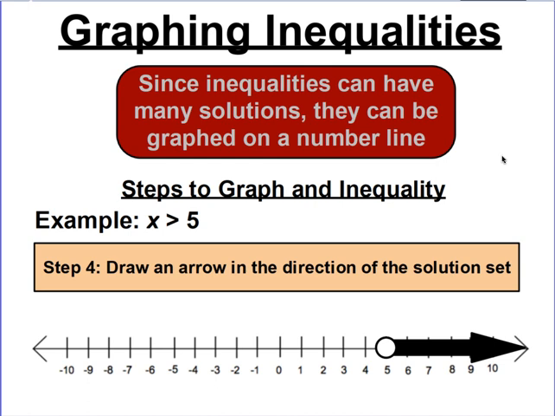My arrow is kind of chunky and big. You don't need to draw one that big, but draw an arrow that's visible that goes in the correct direction. Okay? So if someone looked at this number line now, they would know that we're talking about numbers that are greater than 5, but since this is not colored in, we're not talking about 5, so it's only numbers that are greater than 5. Okay?